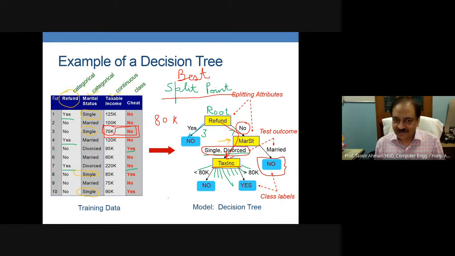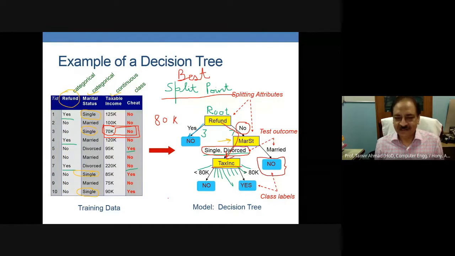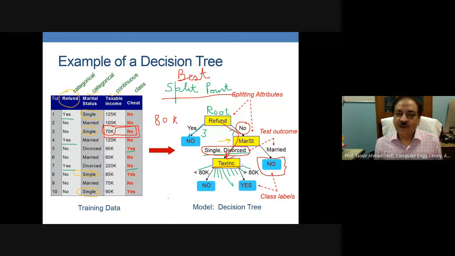Isn't it? That means those persons who are having a refund status no, who are single or divorced and having an income less than 80K are cheaters. Okay, it's an example. Don't take it otherwise. Okay, that means it's an 80K. And now let us say the yes cases. If I take the yes cases, that means those of them which are having greater than 80K income and who are single, and you check it over there.